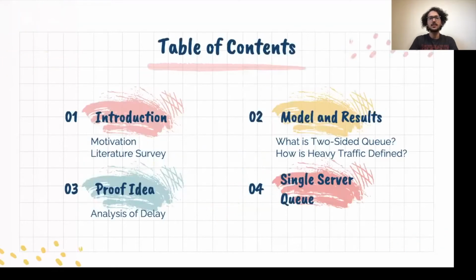The presentation is divided into four parts. I will first motivate the analysis of a two-sided queue, then I will formally present the model and the results, followed by a high-level proof idea. Lastly, the talk will be concluded with a brief discussion on how these results and proof techniques can be applied to a single server queue with state-dependent arrival rates as well. Let's start with the introduction.